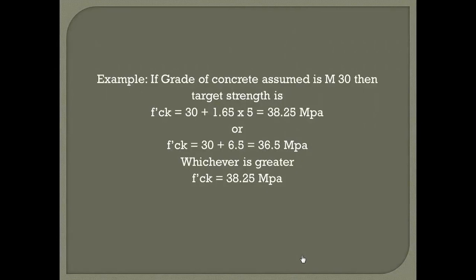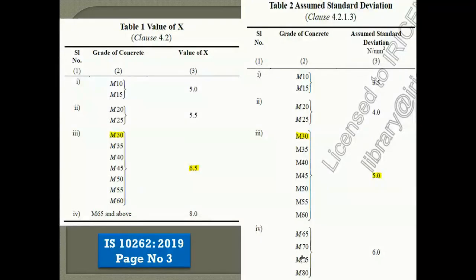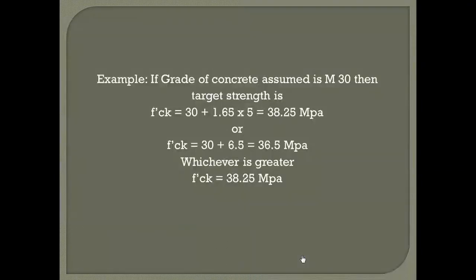It is the statistical coefficient obtained from the normal distribution curve for the characteristic strength. The value is given in the code book itself. So 30 plus 1.65 into S, where S is nothing but the standard deviation. If you see, I have highlighted for M30 grade, the assumed standard deviation is 5. So 1.65 times 5, you'll get 38.25.